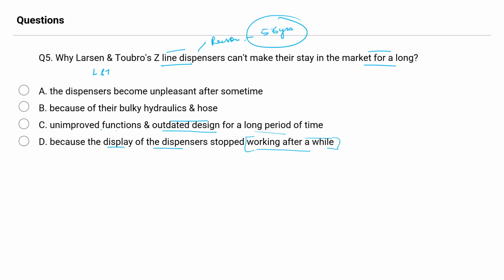You've got four options in front of you. One of them is correct. One of you says bulky hydraulics. Chief sir says unimproved functions. Anyone else?